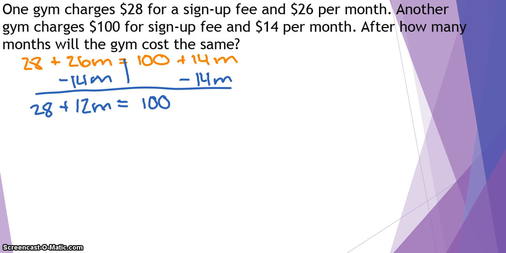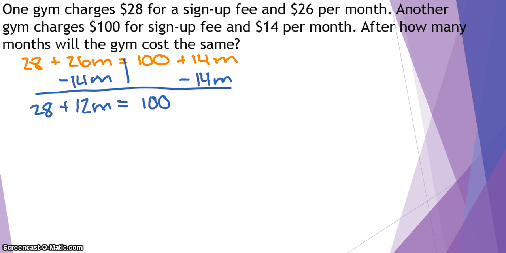One gym charges $28 for a sign-up fee and $26 per month. Another gym charges $100 for a sign-up fee and $14 per month. After how many months will the gyms cost the same? First, you need to start out by writing the equation: 28 plus 26m equals 100 plus 14m.